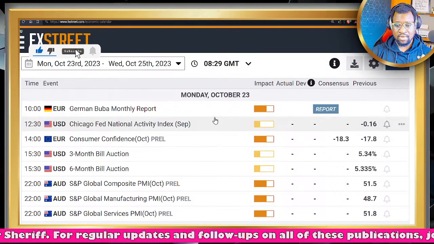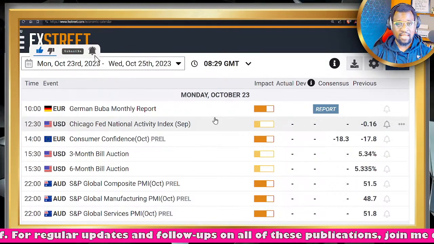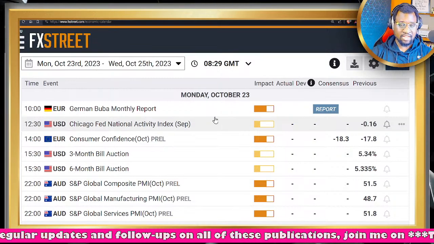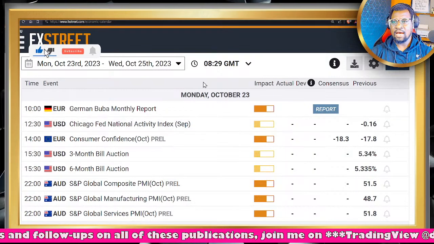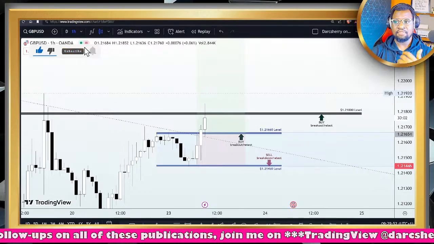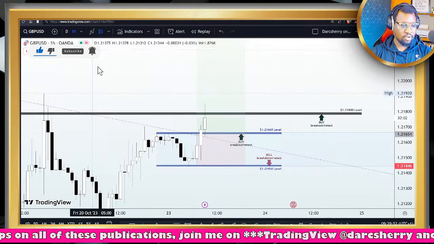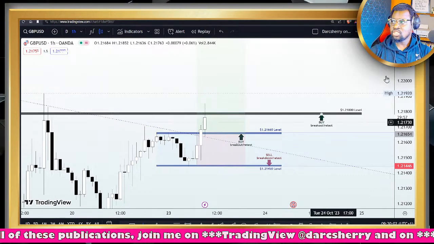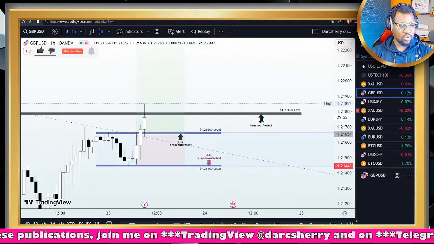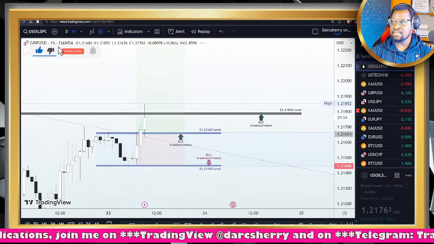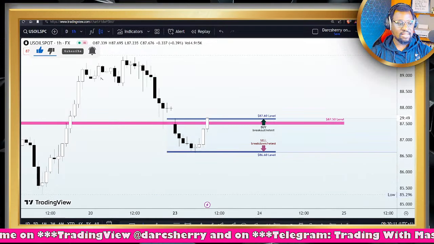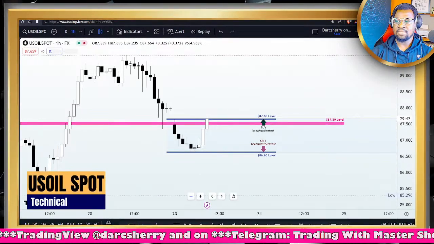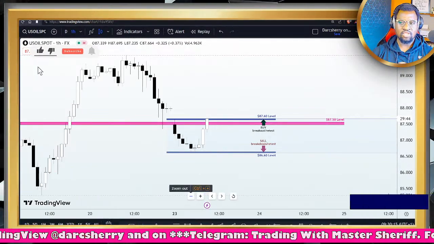So in that regard, we will just be diving right into the current market structure, and let's look at things from a technical standpoint, and of course use that to identify and position ourselves ahead of today's trading session. So the first asset we are going to be looking at this morning is basically the USOil Spot.